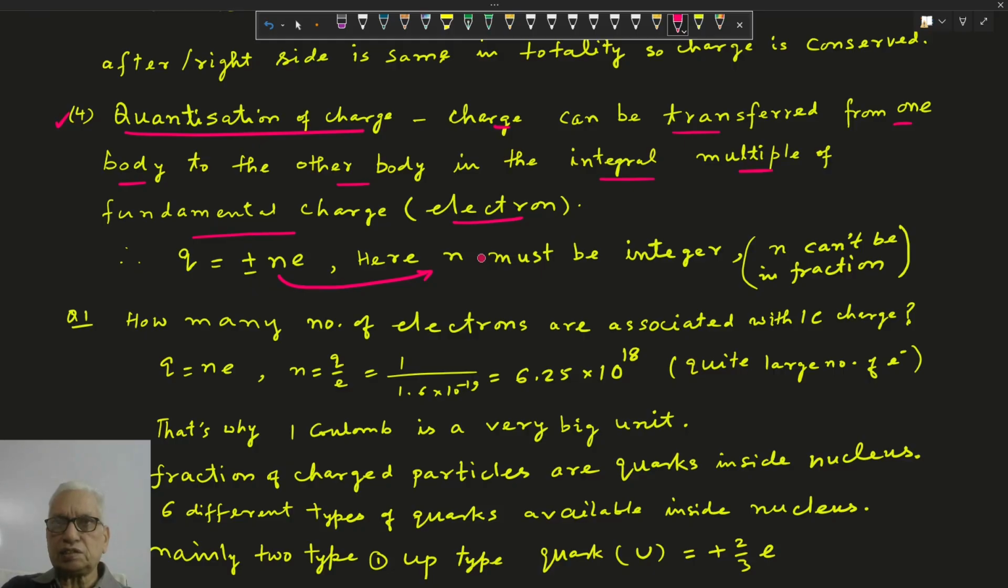Negative means extra electron. Loss of electron means positive, extra electron means negative. N must be an integer and cannot be a fraction. Say one question here of NCERT: how many electrons are associated with 1 coulomb of charge?